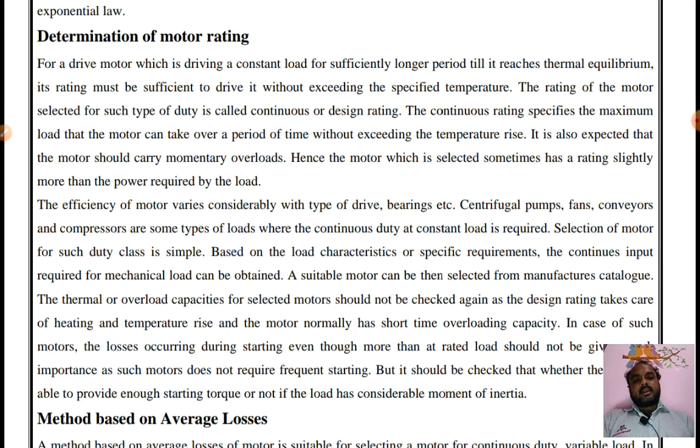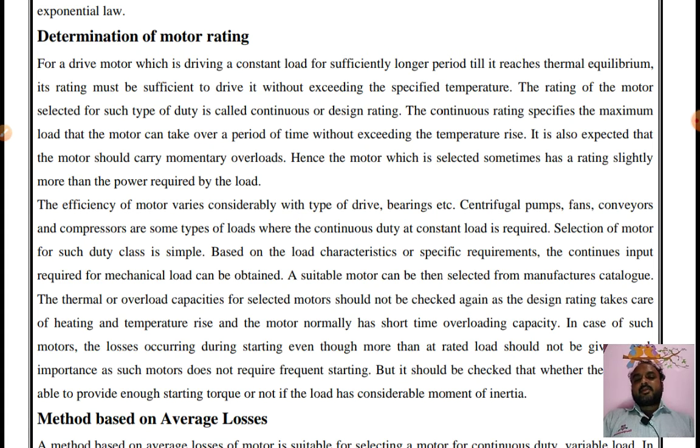So the motor rating should be such that the temperature does not exceed the limit, and also the motor rating is slightly more than the power required by the load. So based on these two conditions, we will select the motor and determine the motor rating.